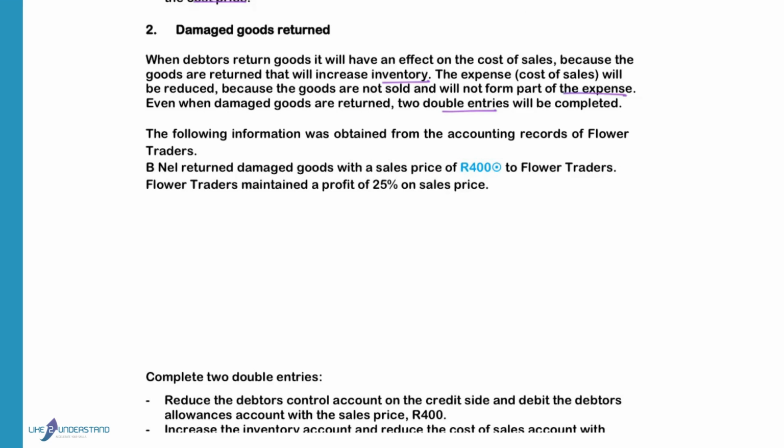B now returns damaged goods with a sales price of 400 and they make a profit of 25% on sales price. So therefore sales price will be 100% and cost price will be 75%.